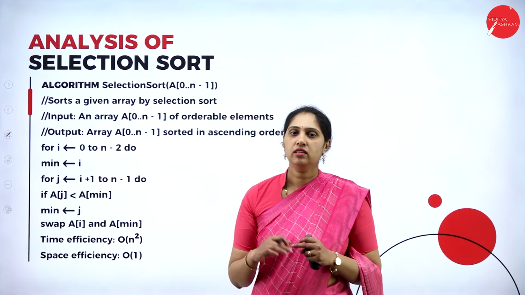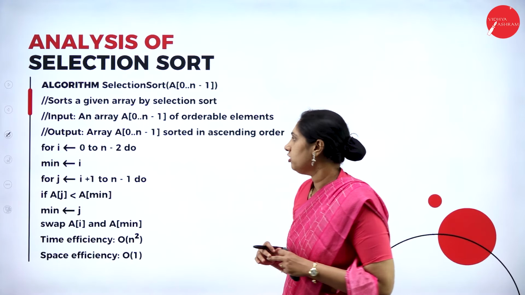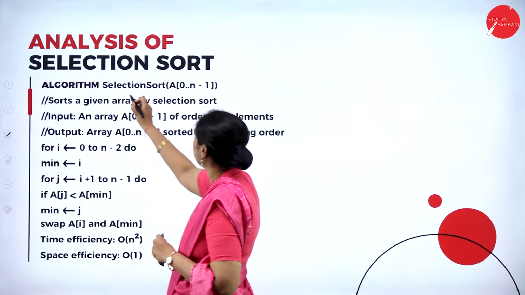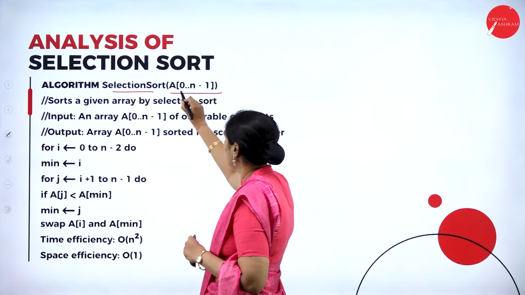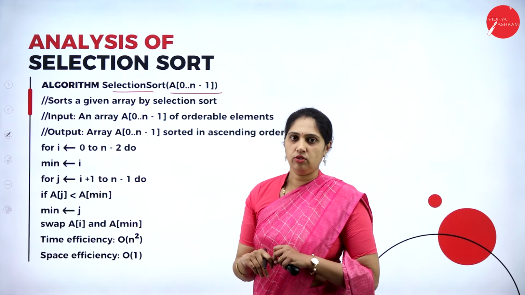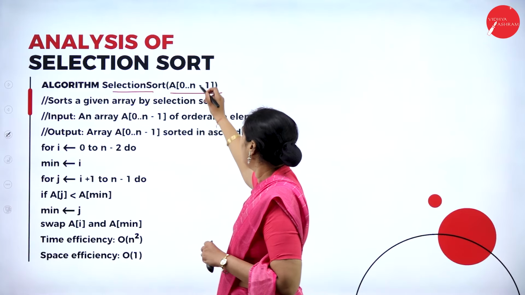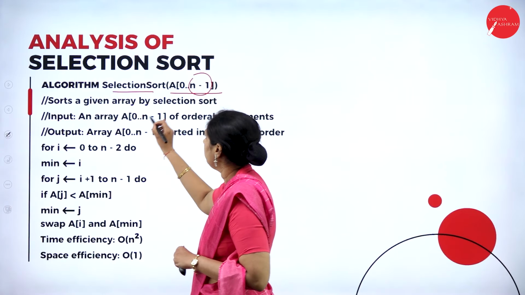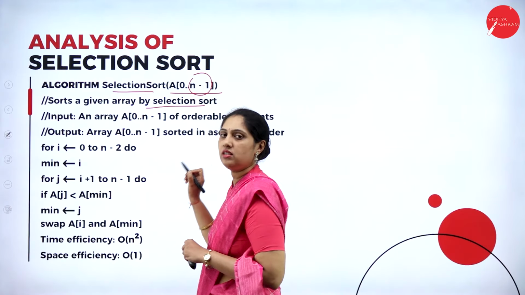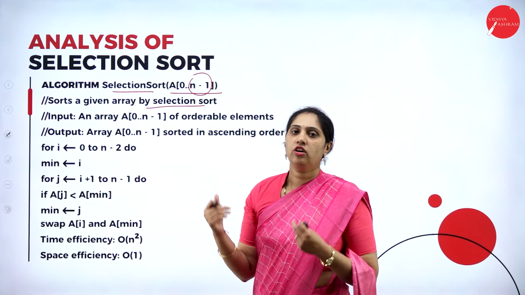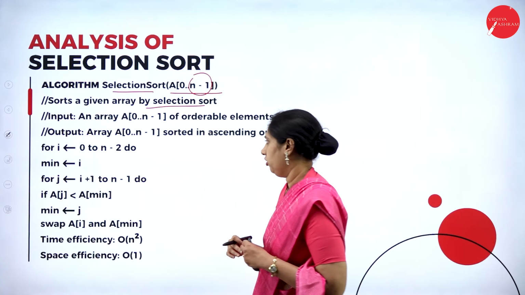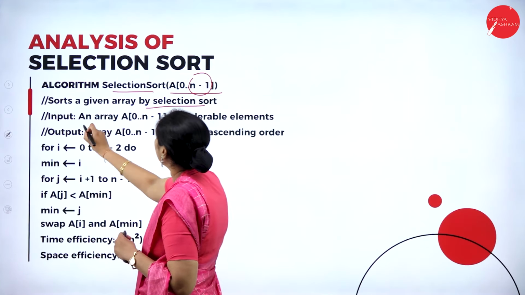So we know the concept of selection sort. If I say sorting, it's simple. But how does this algorithm work? So, the algorithm for selection sort: what is the input? It starts with a of 0, that is the first element, to the last element. What does selection sort do? What is the output? It sorts in ascending order. What is the input for it?